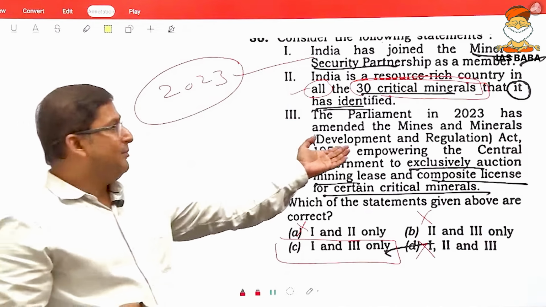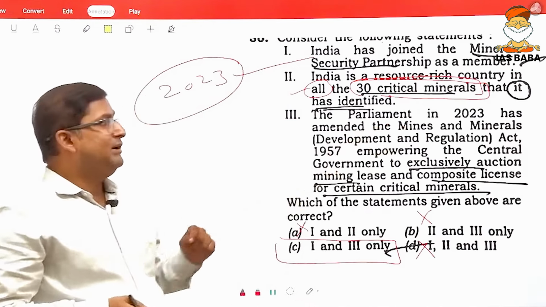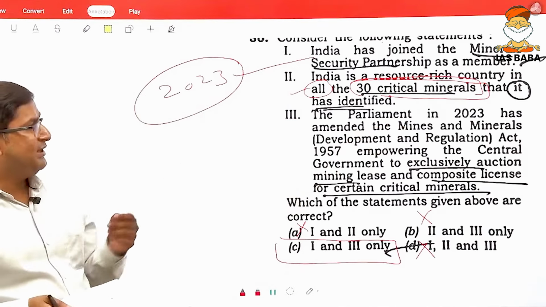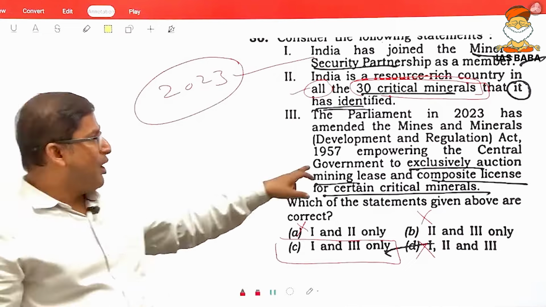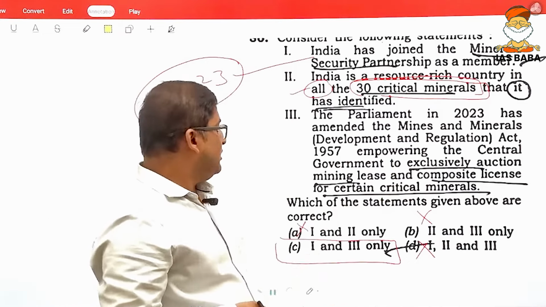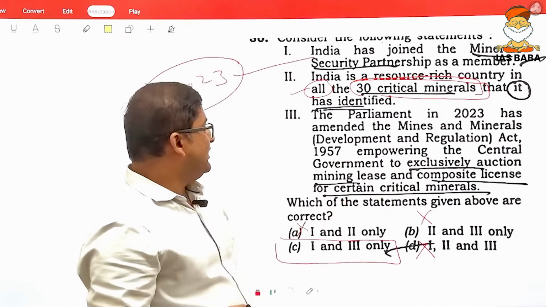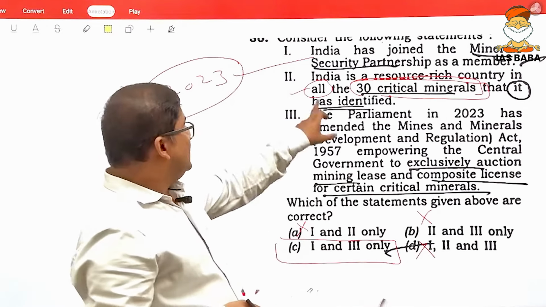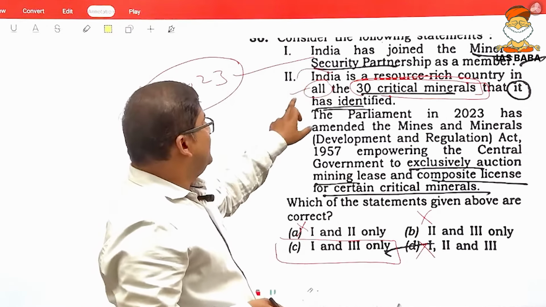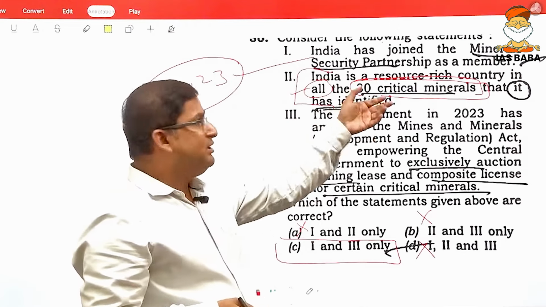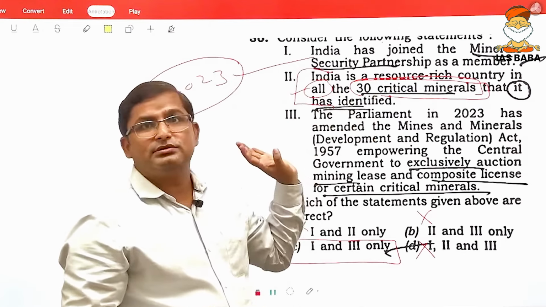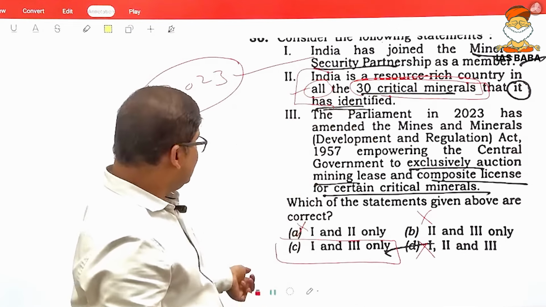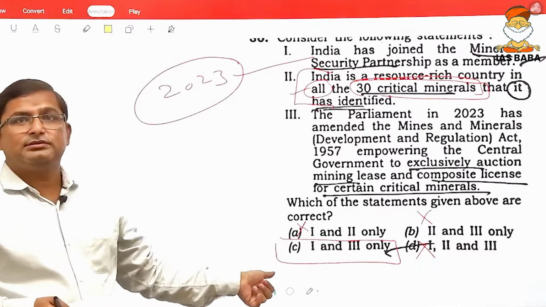And recently Parliament in 2023 has amended the Mines and Mineral Development and Regulation Act 1957, empowering the central government to exclusively auction mining lease and composite license for certain critical minerals. Is that clear? So this statement can easily be eliminated because India is not a resource rich country in all the 30 critical minerals. By eliminating this, you can easily get the answer and that is C.